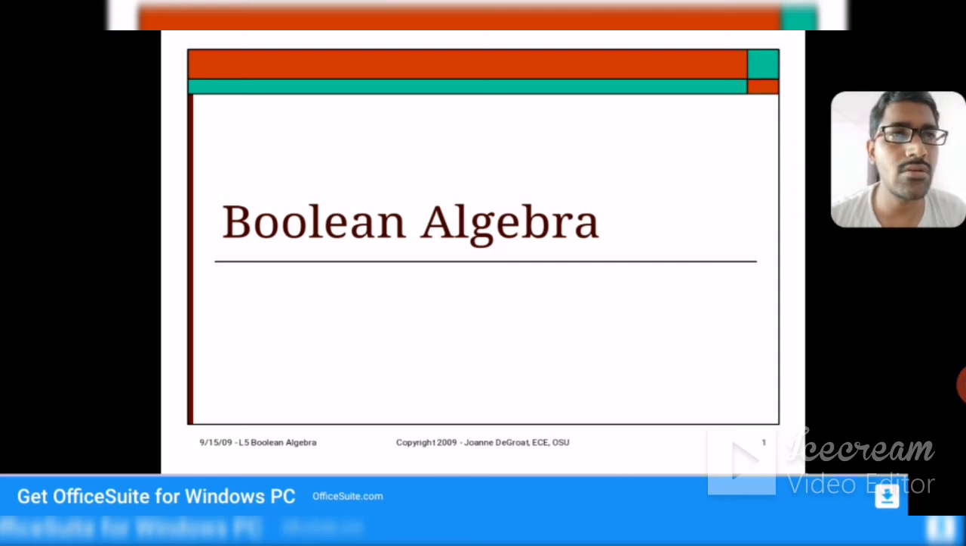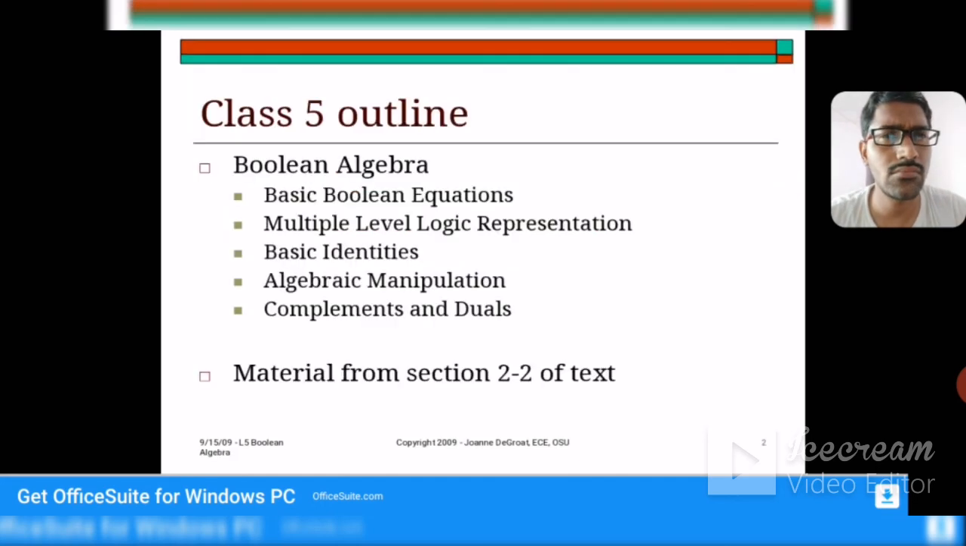Now in this lecture we will discuss Boolean algebra. The outline of the lecture is: basics of Boolean equations, multiple-level logic representations, basic identities of Boolean algebra, algebraic manipulation, complements and details.